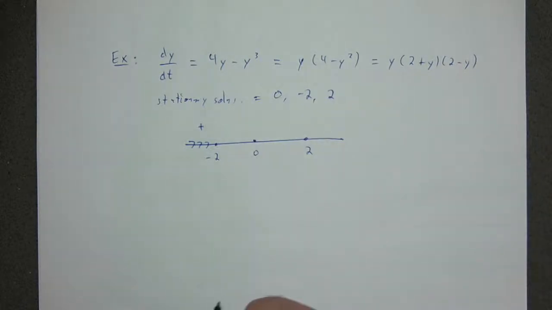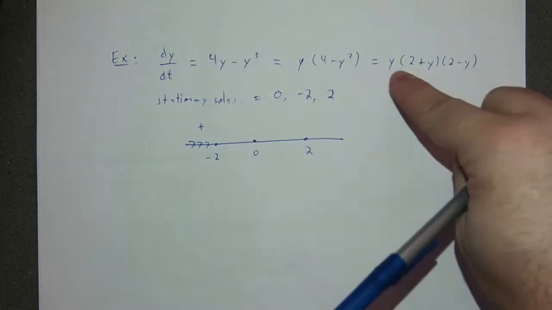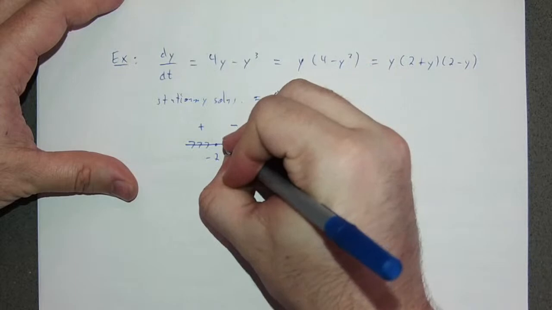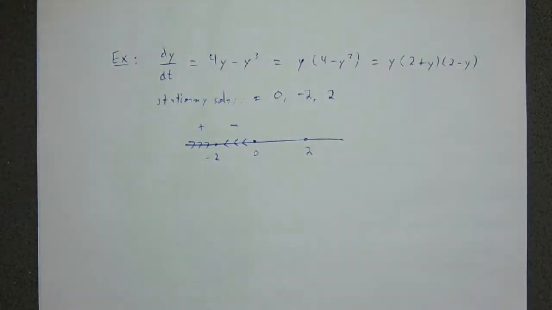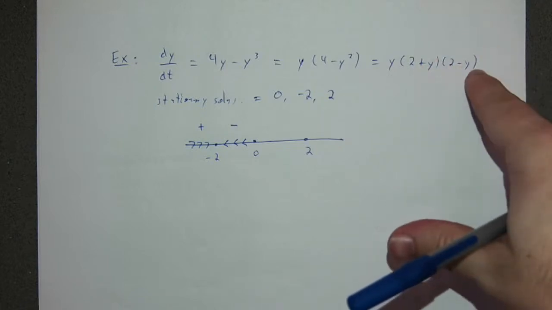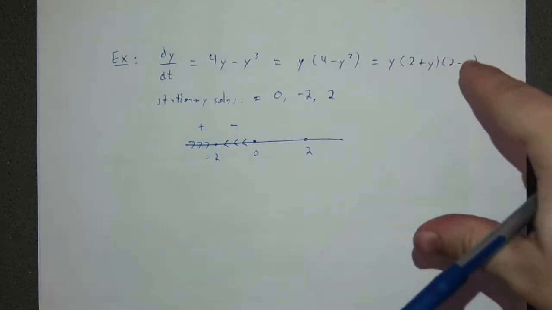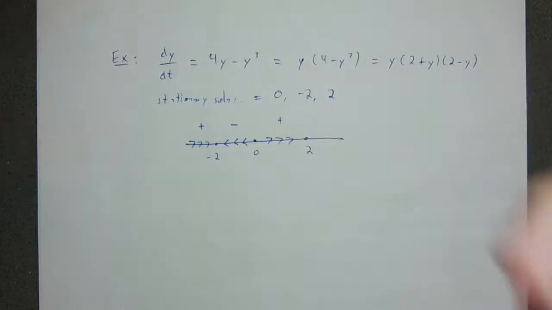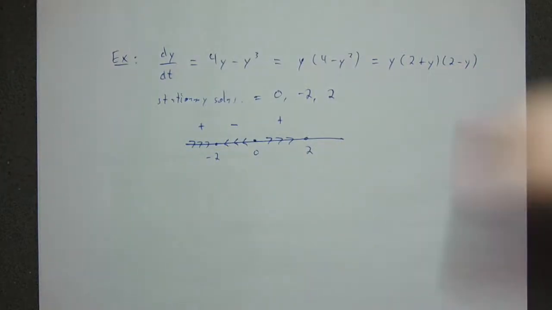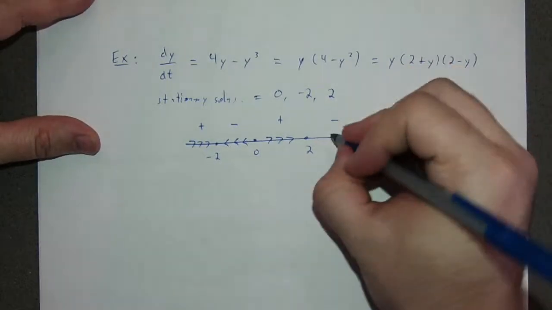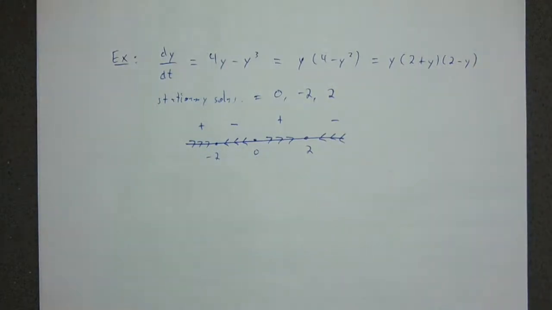When I'm between minus 2 and 0, so values like minus 1, this is negative, positive, positive. So negative, and my arrows move to the left. Between 0 and 2, so values like 1, this is positive, positive, positive. So this is positive again, and the arrows indicate motion to the right. And then lastly, positive, positive, negative now, and arrows move to the left.